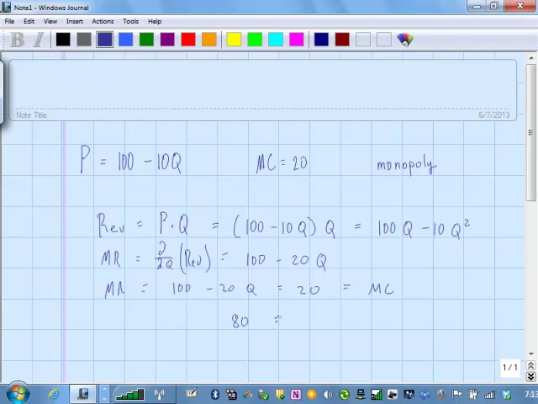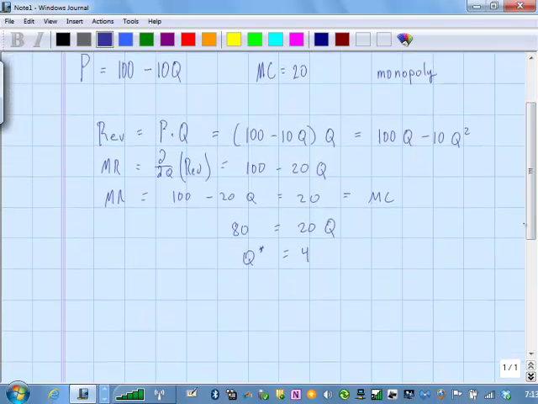80 is equal to 20Q. Q star is going to be 4. If I want to take that and plug that back in to figure out the price, I know P is equal to 100 minus 10Q, 100 minus 10 times 4, P star is going to equal 60.